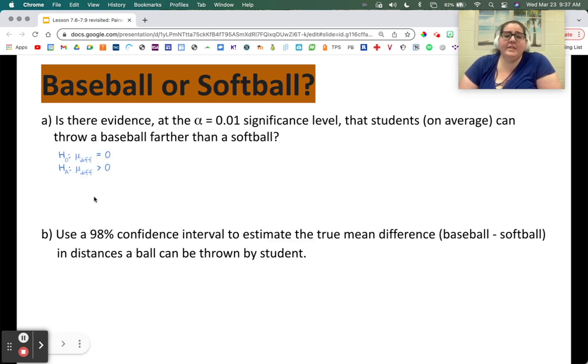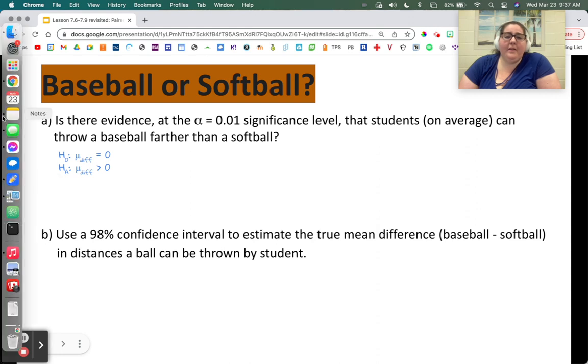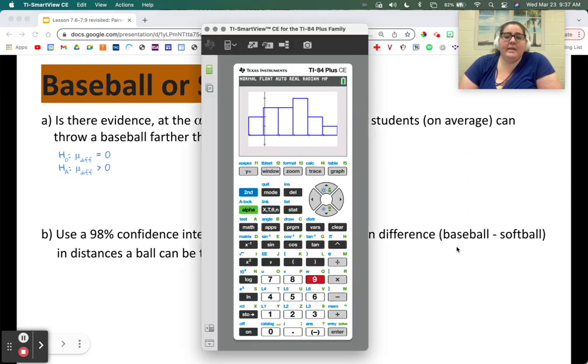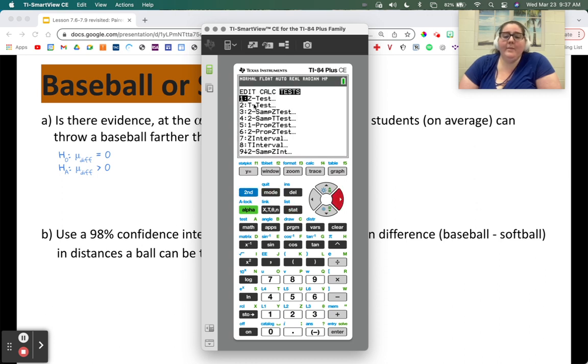We already did conditions. So now we're ready to do the math, which will be really nice and easy since I've put my data in my calculator. So I'm going to go ahead and do stat tests. I'm going to choose t-test. So remember before, this is what we use for a one sample t-test, but it's also what we use for a paired t-test. Essentially, a paired t-procedure is just a one sample with the differences. So we're kind of just doing it as a one sample t-test, but we're going to use the differences.